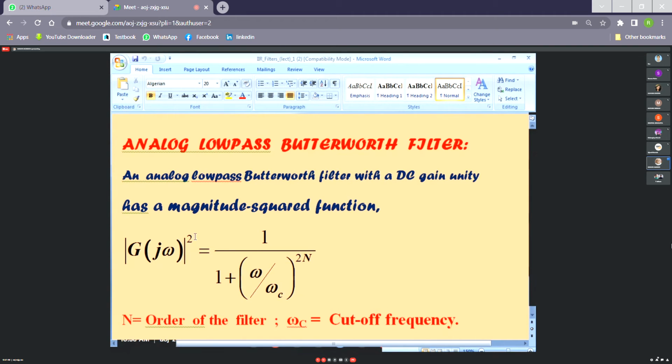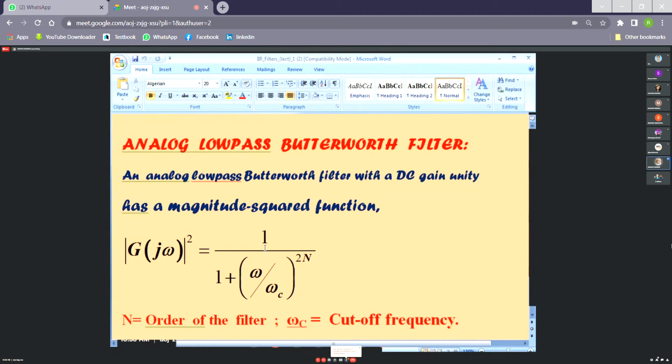Recall the magnitude squared transfer function of analog Butterworth filter. This is the expression, isn't it? Omega c is the cutoff frequency and capital N is the order of the filter. So what is omega c? It is that frequency where the gain of the analog Butterworth filter is 0.707 times the DC gain of the filter itself, or 3 dB down from the DC gain of the low pass analog Butterworth filter.